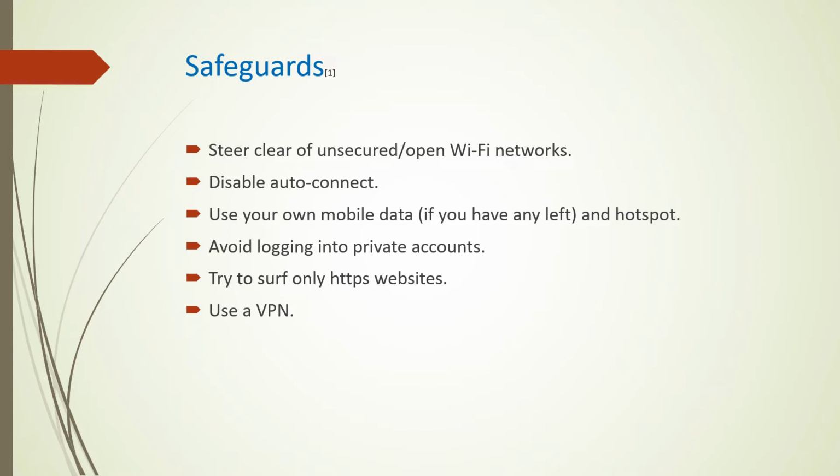The sixth and last point is use a VPN. A VPN or virtual private network protects you from evil twin attacks by encrypting your data on the internet no matter the network you are using. A reliable VPN encrypts or scrambles your online activity before sending it to the network, making it almost impossible for a hacker to read or understand.